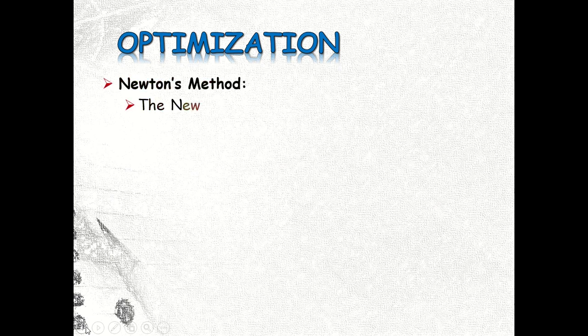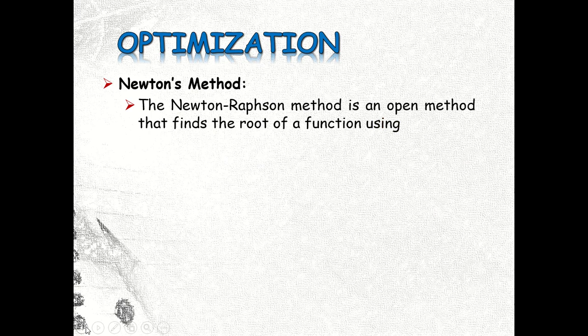So Newton's method. The Newton-Raphson method is an open method that finds the root of a function using this formula: x sub i plus 1 equal to x sub i minus f of x sub i divided by f prime of x sub i. So the value for this x sub i plus 1 is simply the initial value that is guessed at the start minus the value of the function at this value of x sub i divided by the value of the first derivative at this value of x sub i.